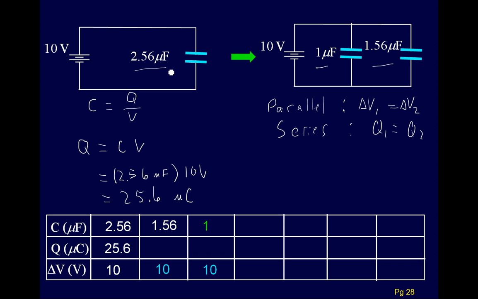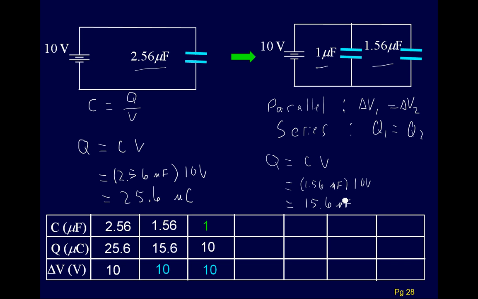And then for our last step, again, we go back to our capacitor equation, and now we're solving for the charge. We do this for our next two, and it's the same idea, so I'll just do it for one of them. The 1.56 microfarads times, again, we know the voltage is 10 volts, and so I get 15.6 microcoulombs. And if you do it for the 1 microfarad, you get 10.